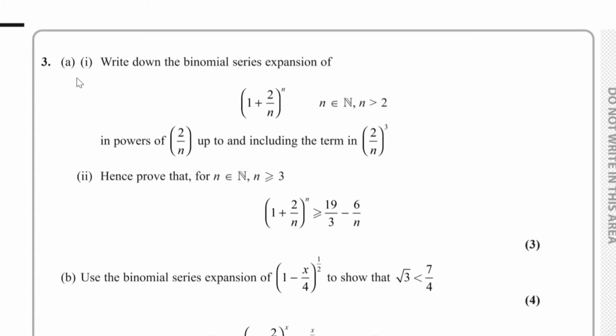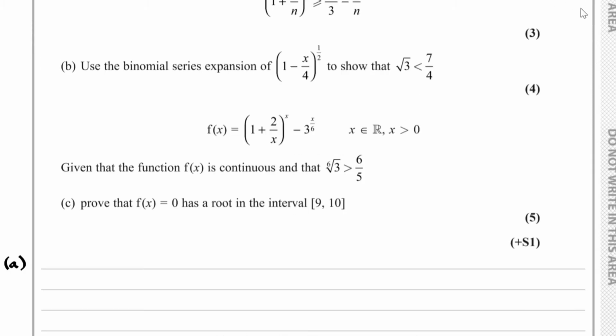Question number 3. For the first part of part A, we have to write down the binomial series expansion of 1 plus 2 over n to the n, where n is a natural number and n is greater than 2. And we have to do this in powers of 2 over n up to and including the term in 2 over n to the power of 3.